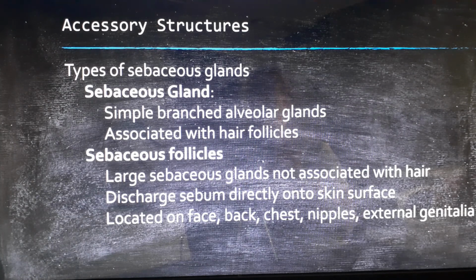Now, these are also prone to get pimples on them, and you're going to find them on particular areas of the body after puberty, like your face, your neck, your back, your chest, your nipples, and your external genitalia. So if you know that when you turned into a teenager, you got lots of acne, or you may have even gotten backne, you probably had sebaceous follicles that were getting infected with bacteria.